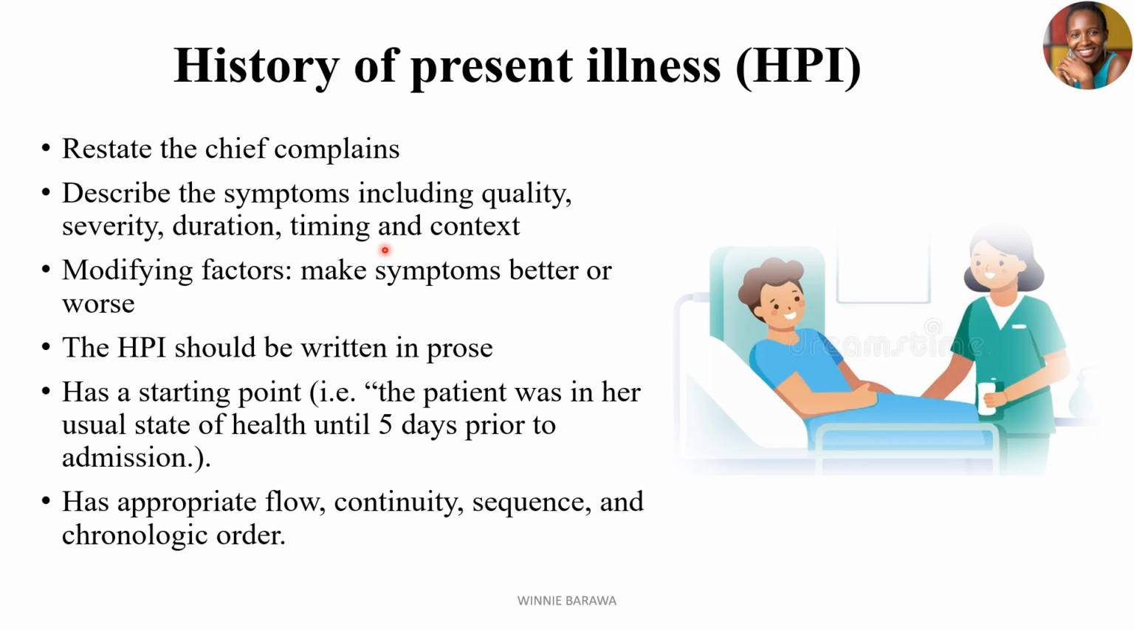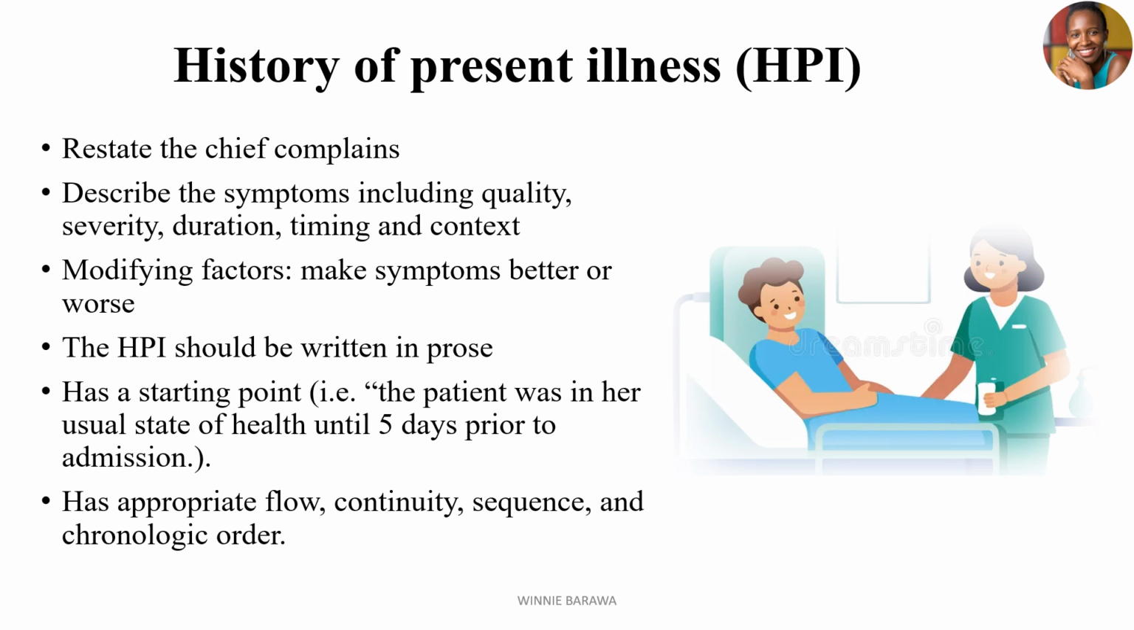Then you need to have a starting point when you're doing the HPI. For example, the patient was well until 5 days before, when they developed chest pains that were either radiating to the back, or chest pains that were relieved by sitting in a particular position. You need to describe it in detail and it should have appropriate flow.